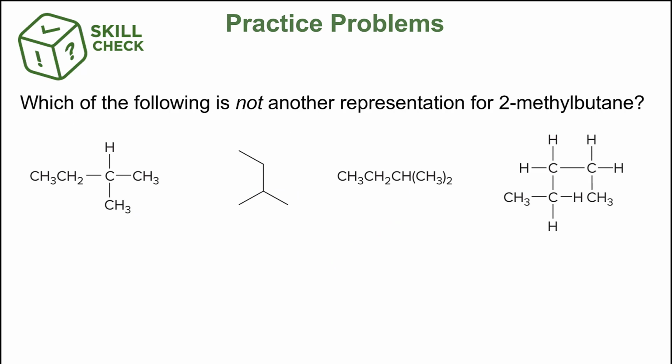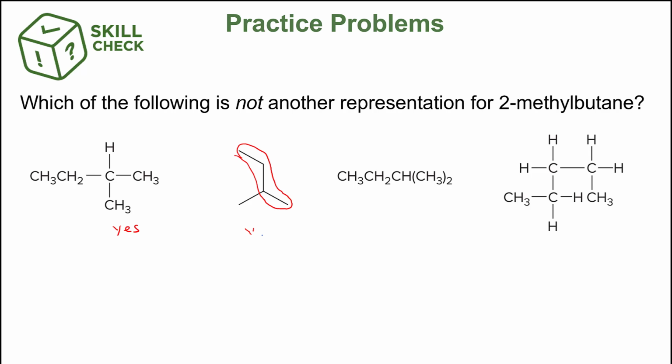Which of the following is not another representation for 2-methylbutane? So if we draw this out, butane has 4 carbons in the longest chain, and it's going to have 1 CH3 coming off of the second carbon. So this is 1. This is a representation. This has 4 carbons in the longest chain and a CH3 on the second.